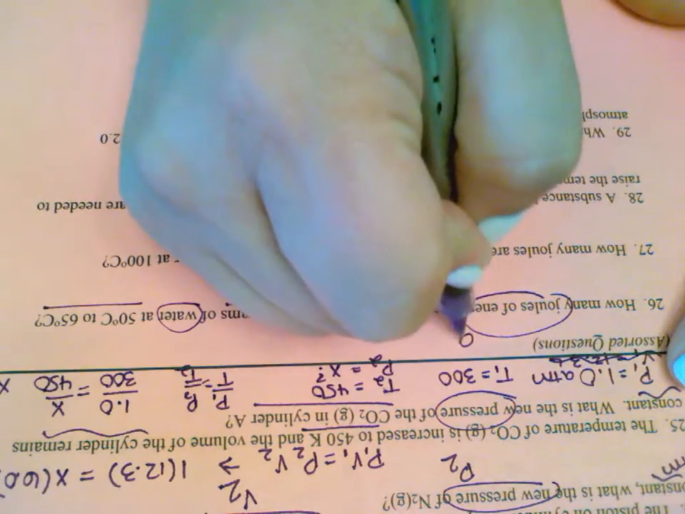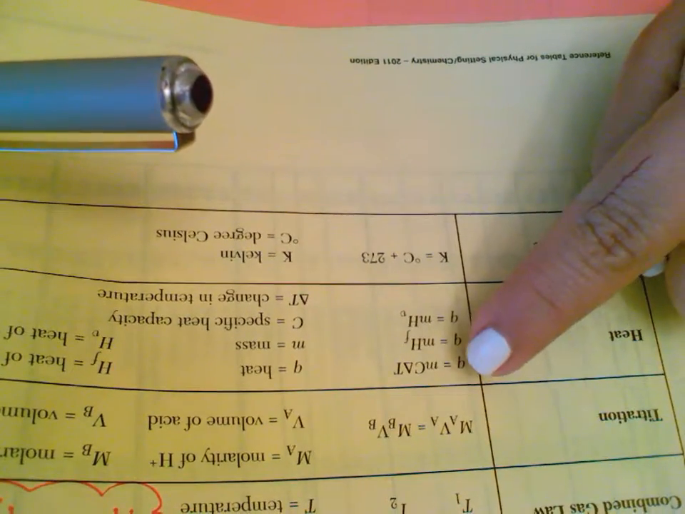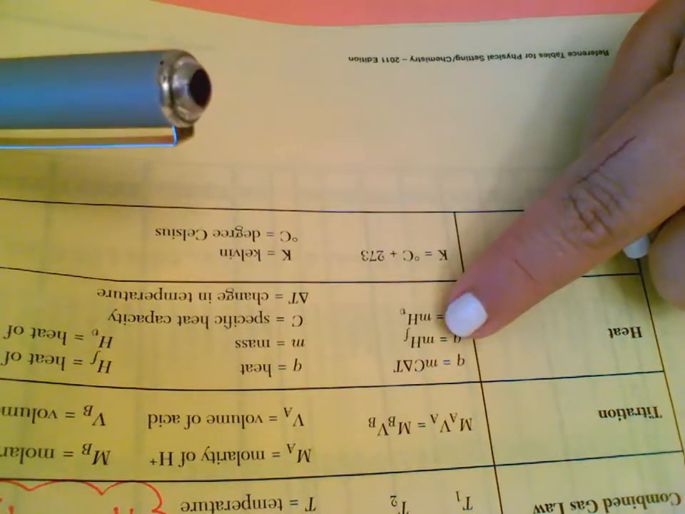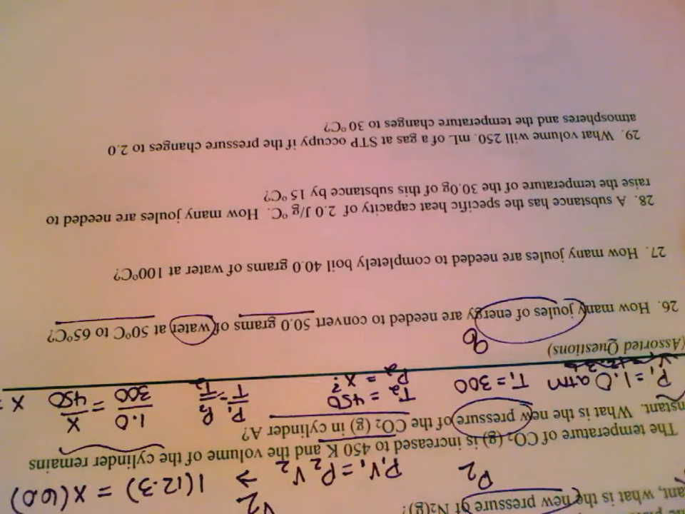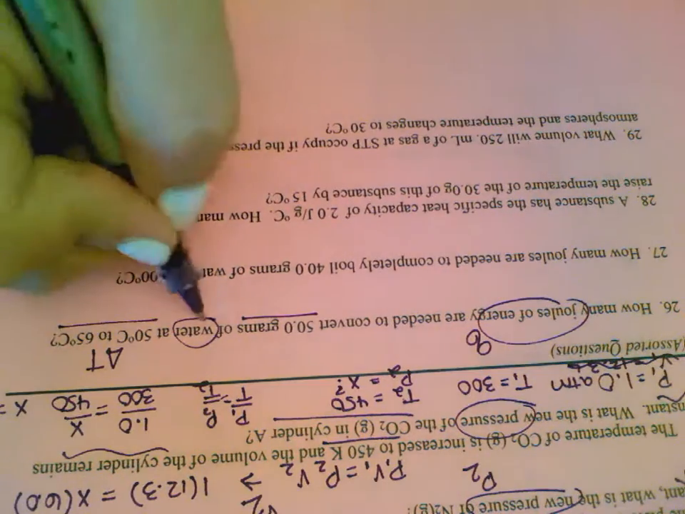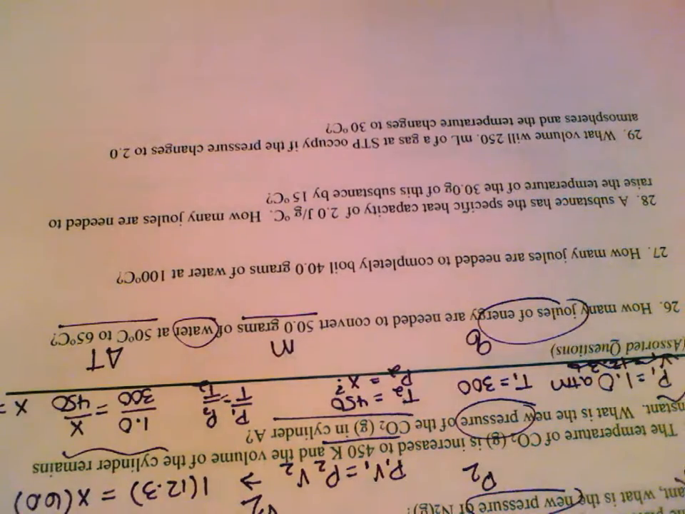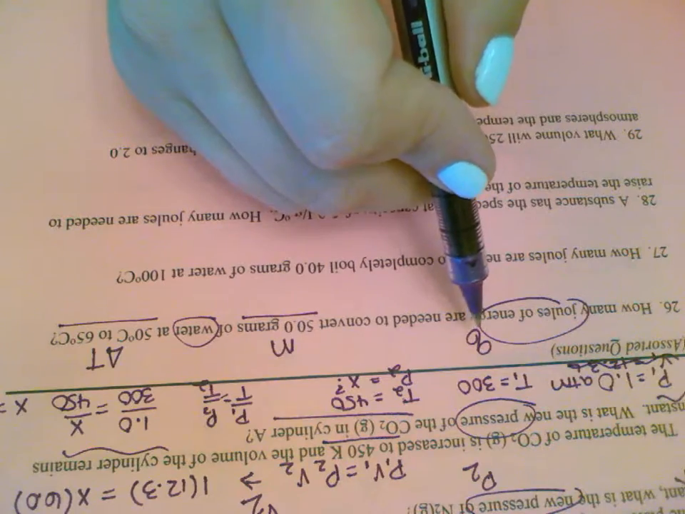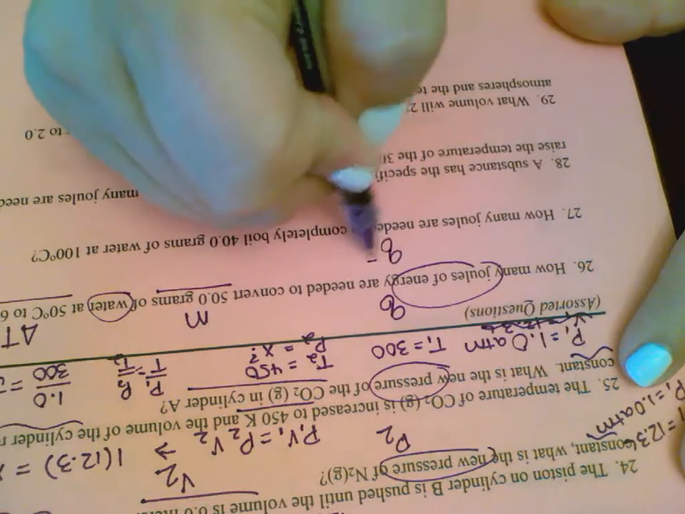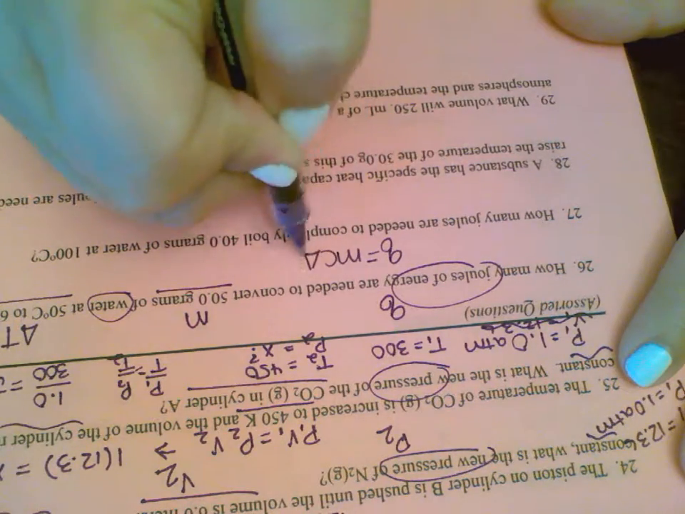I want to think joules is Q. That's heat. I'm going to want to go to these heat equations and see, am I going to use MCAT? Am I going to use Q equals MHF? Or Q equals MHV? So I'm going to say, well, I have a change in temperature right here. I know it's water. 50 grams is the mass. And I'm looking for Q. It looks like I'm going to use MCAT. Q equals MC delta T.